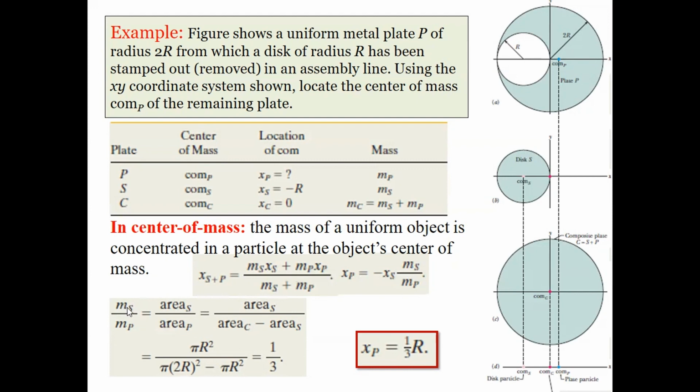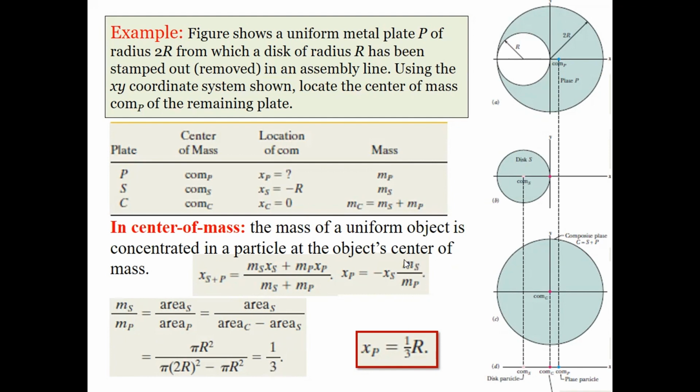Now we know the area ratio: the area of the stamped disk divided by the plate area is the area of the stamped disk divided by the area of the total minus the area of the stamp. We can calculate pi r square over pi 2r square minus pi r square, and the overall answer is 1/3. Therefore, the m S divided by m P ratio is 1/3.